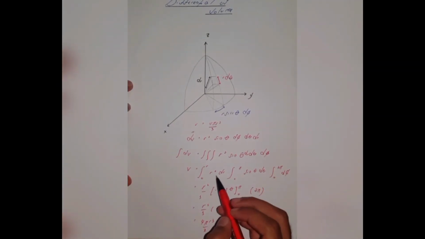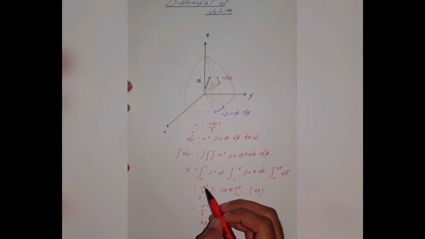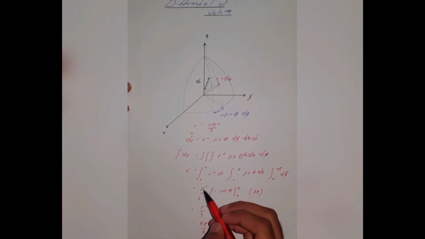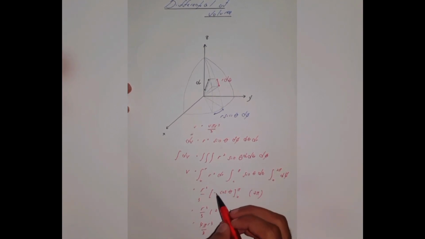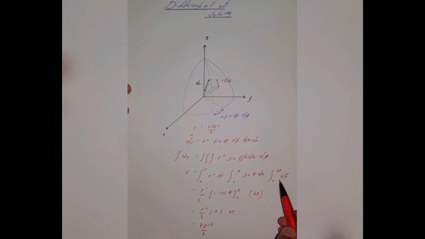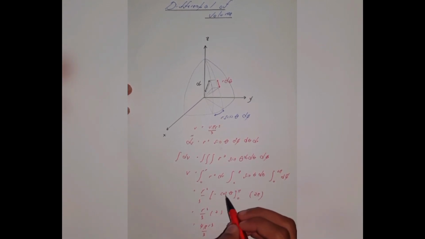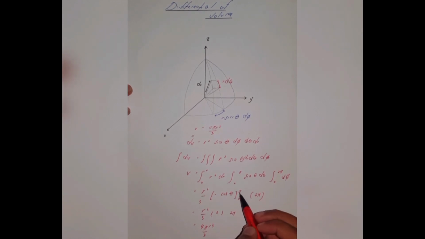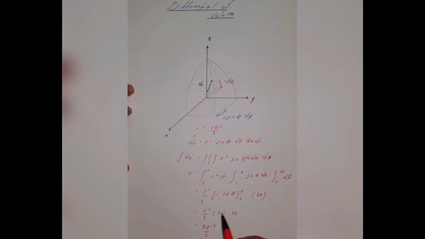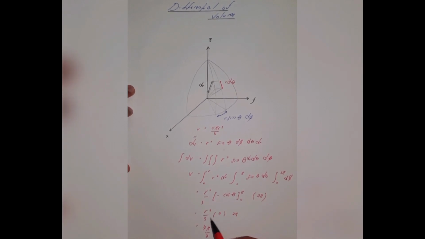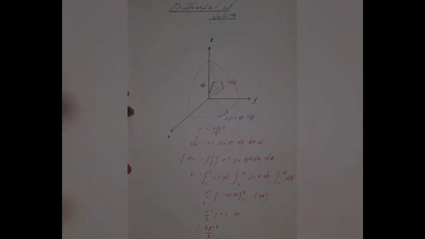After we integrate for r, we get r cubed over 3. And for theta, for sine theta, we get negative cos theta, and for phi, we get 2 pi. For negative cos theta, after we put the limits pi and 0, we get 2. After we multiply all these equations, we get 4 pi r cubed over 3.